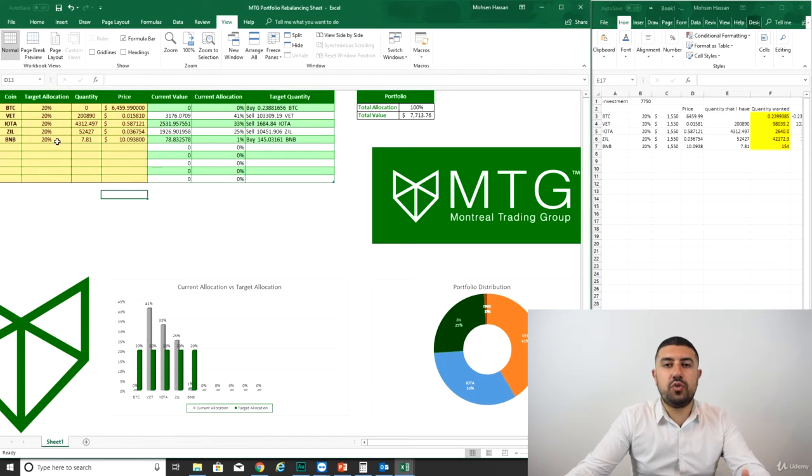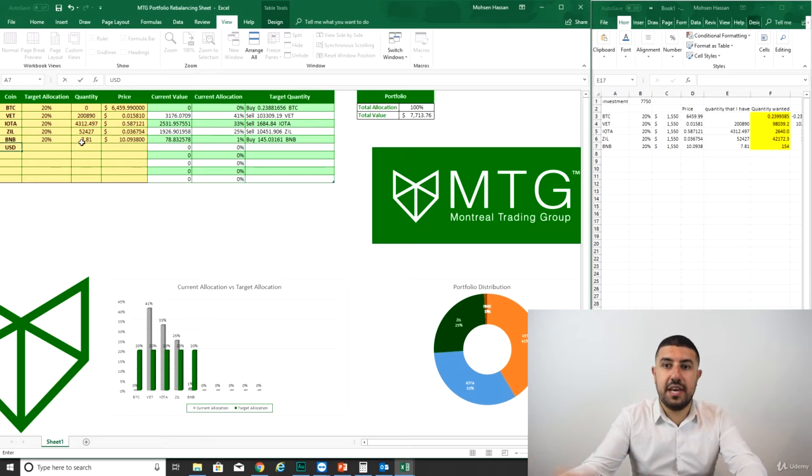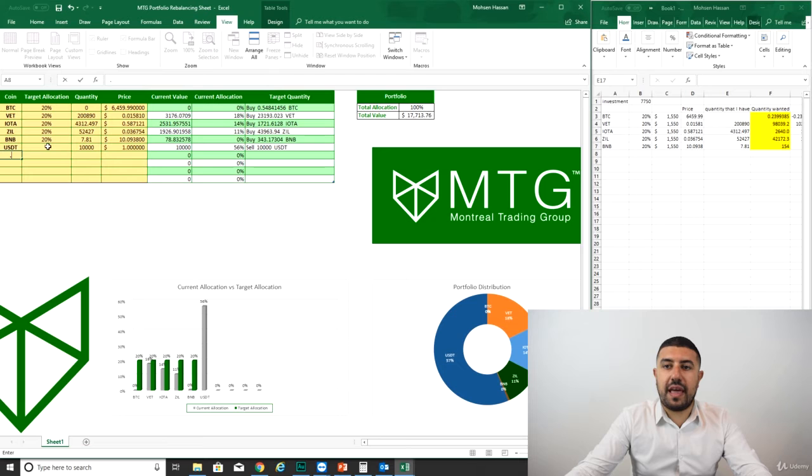Now, what would have happened if you didn't already have coins like me? What would have happened if you came in with US dollars? So you put in US dollars and then you wanted to build a portfolio. How would you use this sheet? Well, easy. You just add USD here, or USDT if it's in an exchange that only has USDT. And let's say you put in $10,000, for example. So you put $10,000, and the price, well, each USDT is worth $1, so the price is 1, right? Now, what is your target allocation? 0%. You don't want to have any of that.